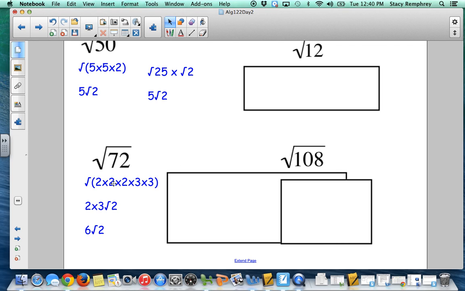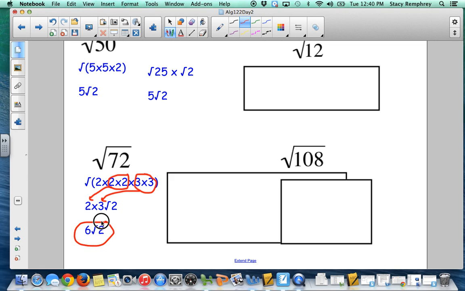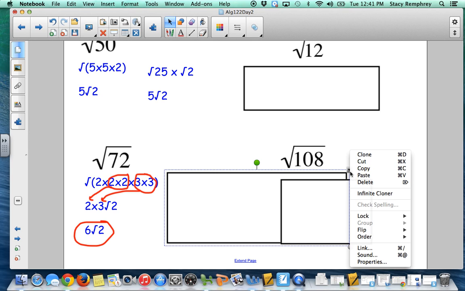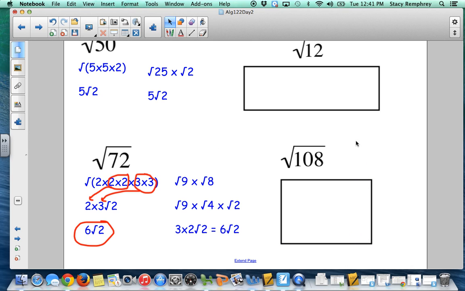In this one, I have more than one thing that's doubled. I have a double 2, and I have a double 3. Okay, so I'm going to pull out one of the 2's. I'm going to pull out the 3, and then see how I still had one 2 left over, so that's going to stay under the square root. When you pull multiple numbers, you're going to multiply them. So your final answer is 6 root 2. What I'd like you to do now is to try these other two yourself.